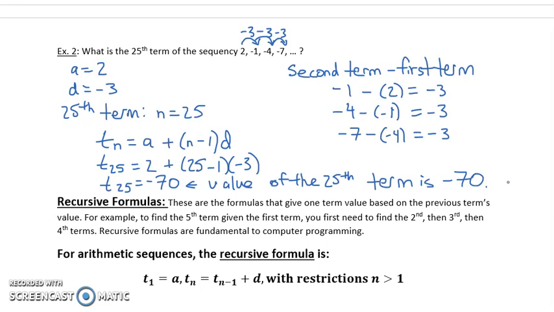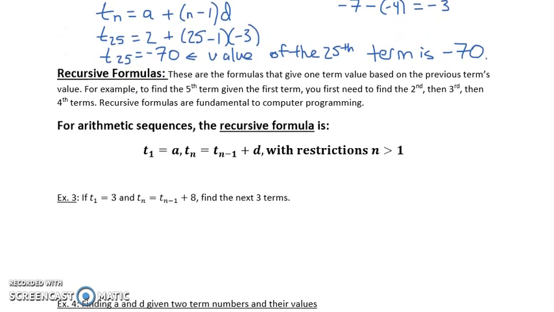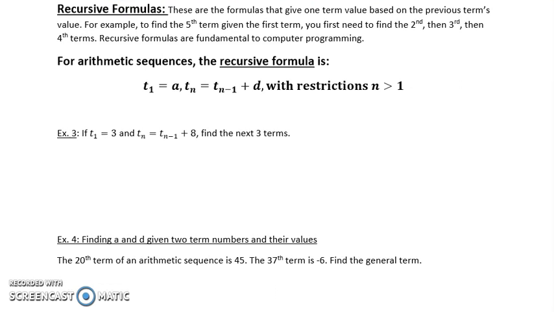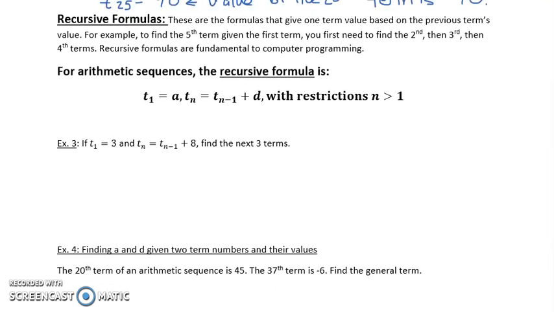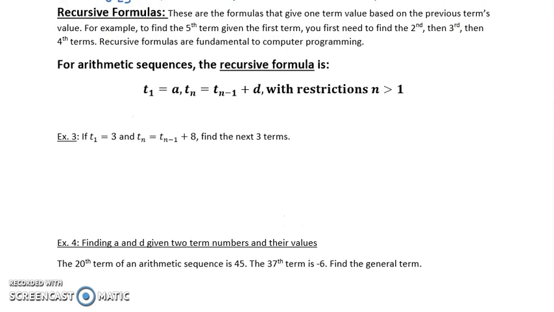The recursive formula works a little bit differently. The recursive formula is a formula where you need to know every previous term to determine the next term. Here's the definition that I typed on the page. These are the formulas that give one term value based on the previous term's value. For example, if you want to find the 5th term's value, given the first term, you also need to find the 2nd, then the 3rd, then the 4th terms.